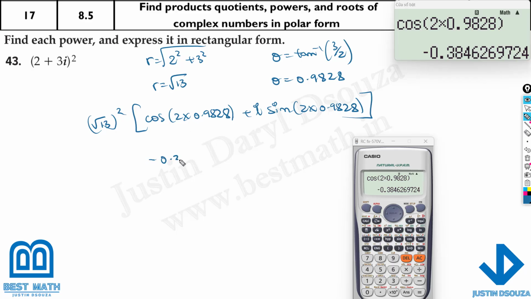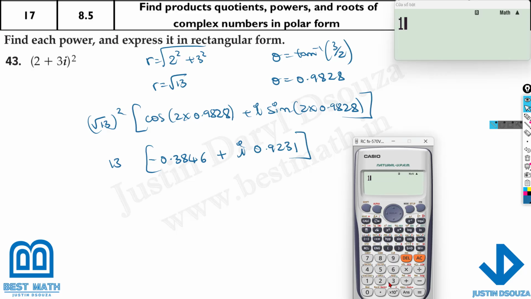And that's minus 0.3846. That's 13. The square root cancels off and 13 will remain. Plus, what about sine here? Just change this to sine and you'll get the value. That is plus I times 0.9231. Now we have to multiply all these by 13. So it'll be 13 times minus 0.3846.